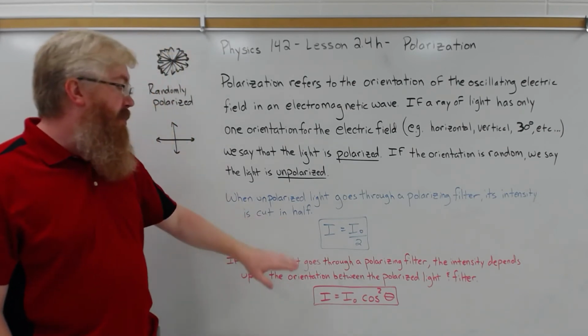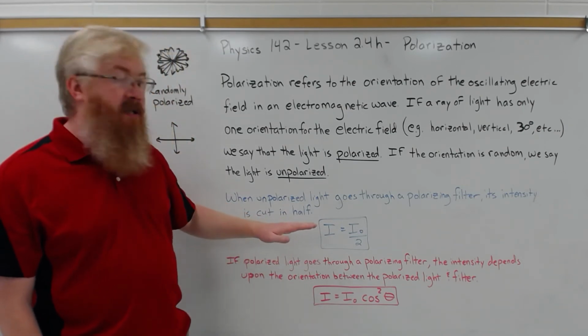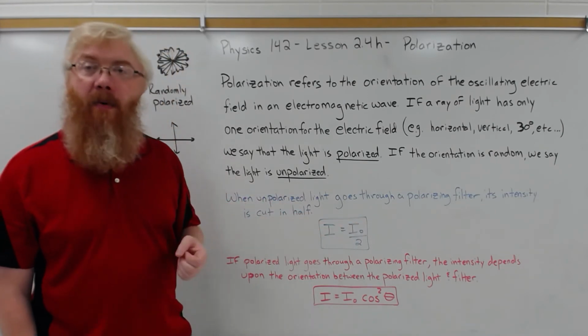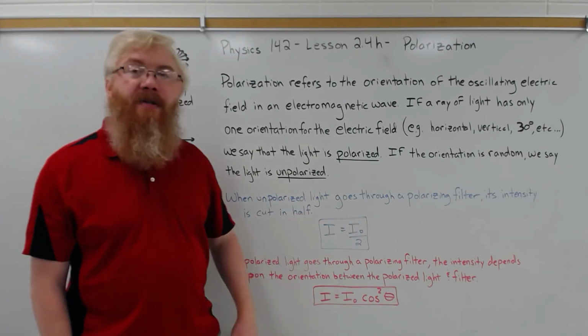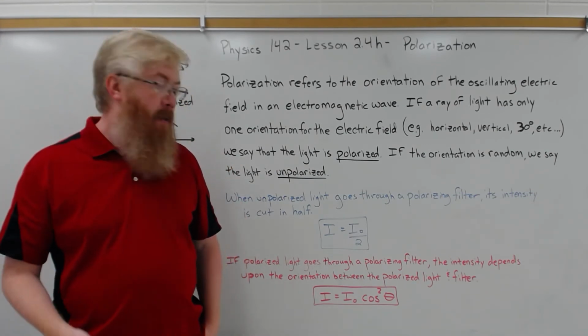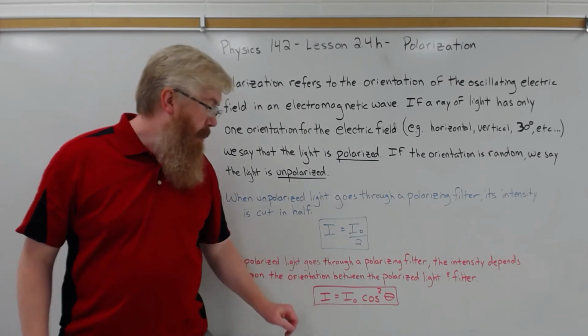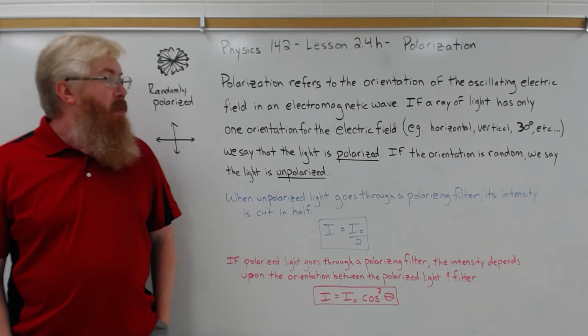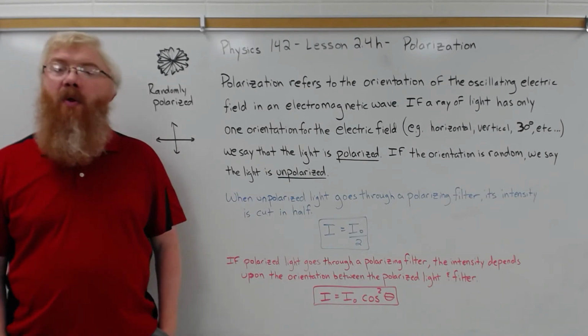So there are two equations here. One, the top one, is just from going from unpolarized light to polarized light. The intensity is cut by 1/2. The bottom equation deals with polarized light going through a polarizing filter. So you can see how it depends on the orientation. Let's talk about what happens with polarized light and reflection.